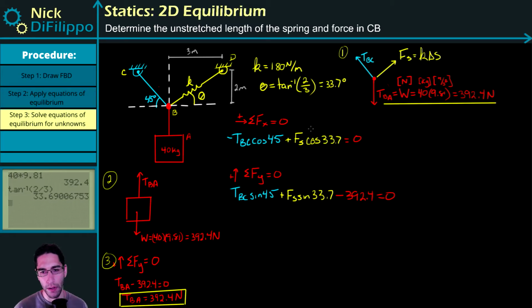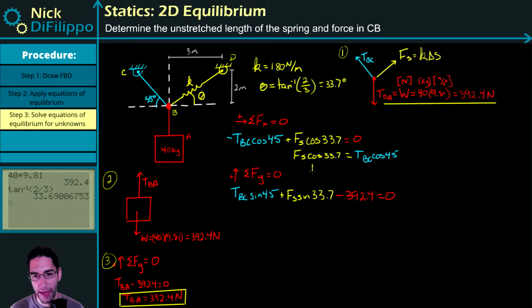Let's go like this. We'll say f of s times the cosine of 33.7 is equal to, let's bring this to the other side of the equation. So we'll have TBC times the cosine of 45. I guess I'll solve for f of s.